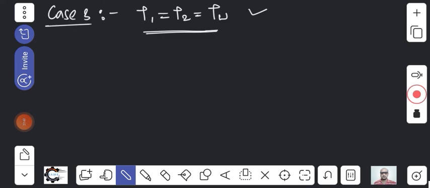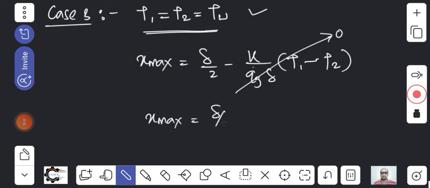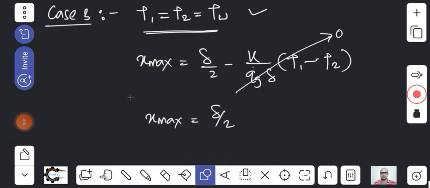This is again very simple, not that difficult. You just have to write down the temperature variation with respect to x and find the value of T max. From this I can see the term x max, which in this case is equal to delta by 2 minus the variable term k by q gen and delta, T1 minus T2. This term goes to 0 if T1 and T2 are equal, so x max in this case I am getting is delta by 2. So from the temperature graph you have to see the variation. This is how you get it in this case.